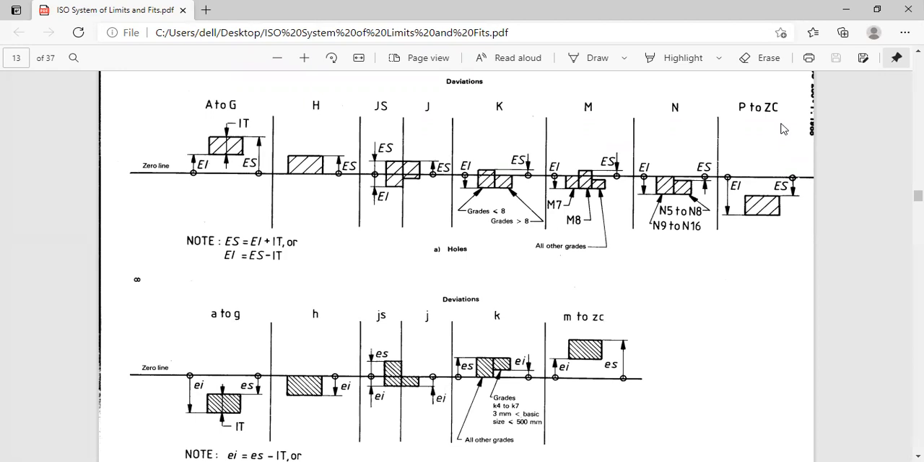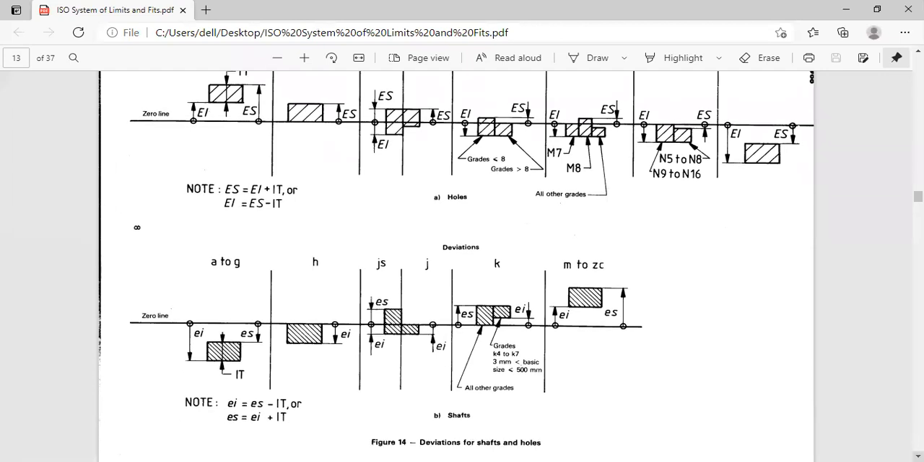If anything is not audible, you put it in the chat, because sometimes in one of the classes last semester the audio went mute in the middle. So you have to tell us whether you are able to listen to this class. In this class, you just try to concentrate on the fundamentals of this chapter, the fundamentals of the International Standard Organization system of limits and fits.